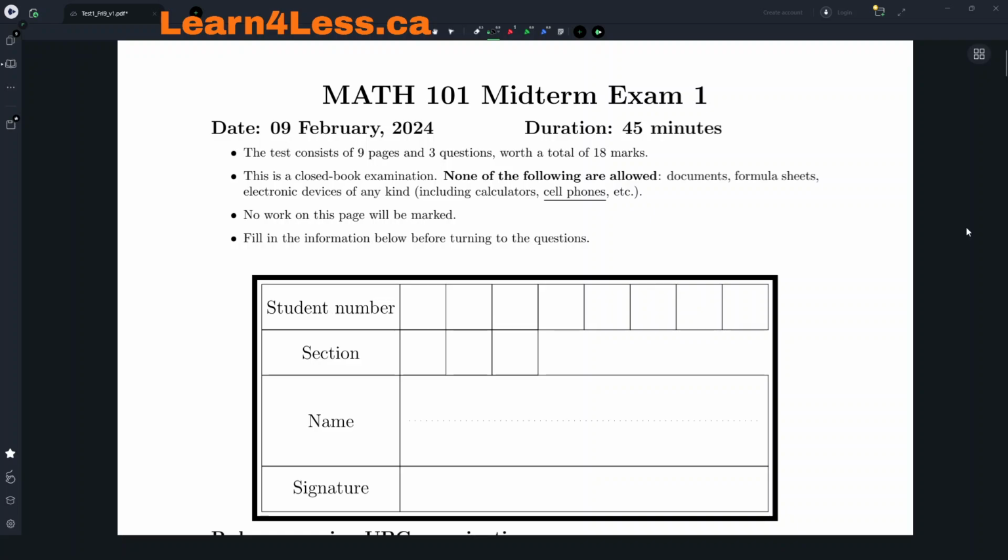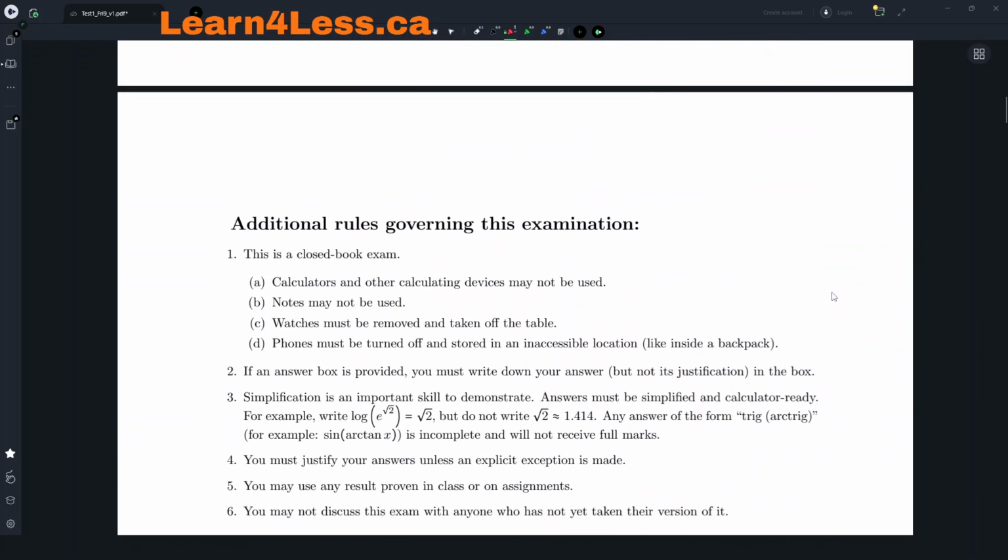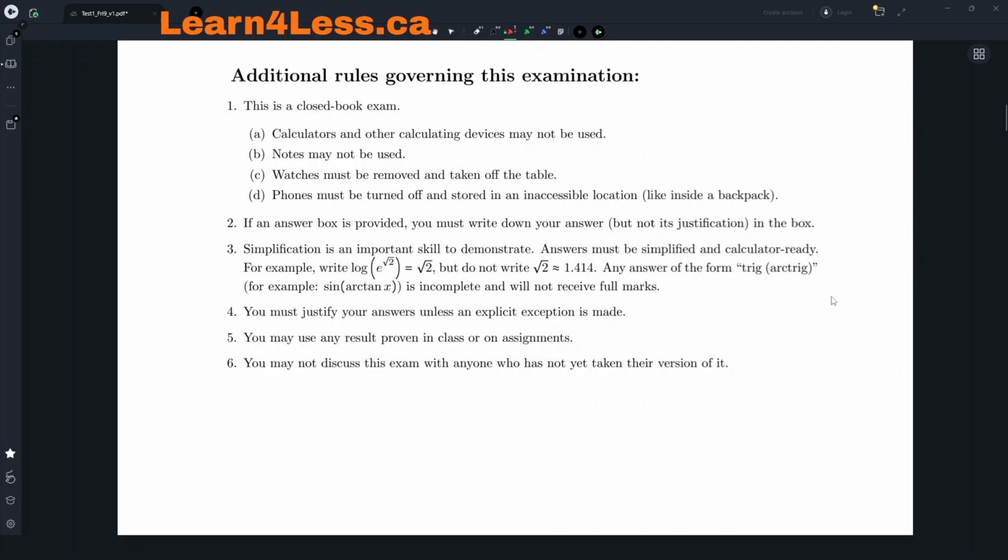Hi, let's take a look at one of the versions of midterm 1 of Math 101 in 2024. It was February 9th of 2024. 3 questions, 45 minutes, no calculator, and the final answers should be only in calculator ready format. So let's begin by going to the first question together.